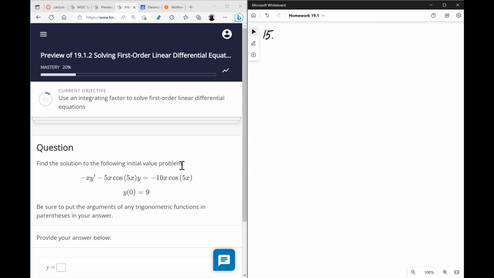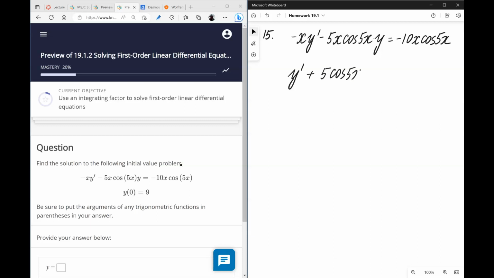Now we have an initial value problem, but it doesn't matter as long as we know how to find the general solution. Finding the particular solution is just a matter of solving an algebraic equation for c. In this case, we recognize we have a linear first order differential equation, so we divide everything by -x, there's no more x over here.